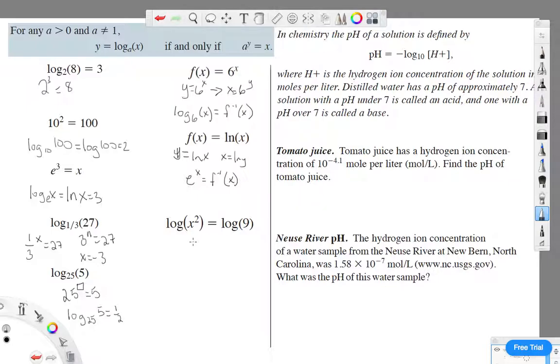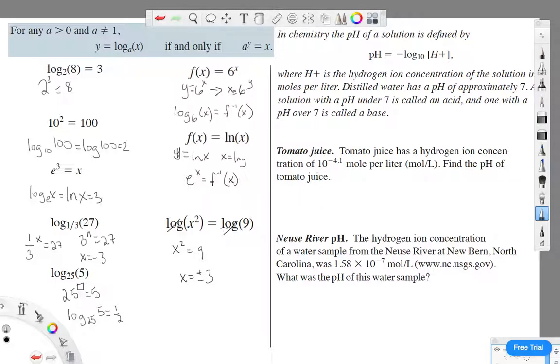And lastly, let's solve a log equation here. We have an equality, log x squared equals log 9, and so we can pretty much just cross these out, more or less dividing, and so we get x squared equals 9. If x squared equals 9, we'll take the square root of both sides, and we'll get x is equal to plus or minus 3.